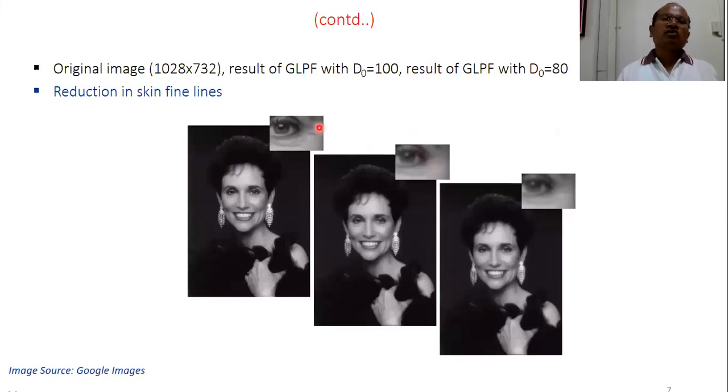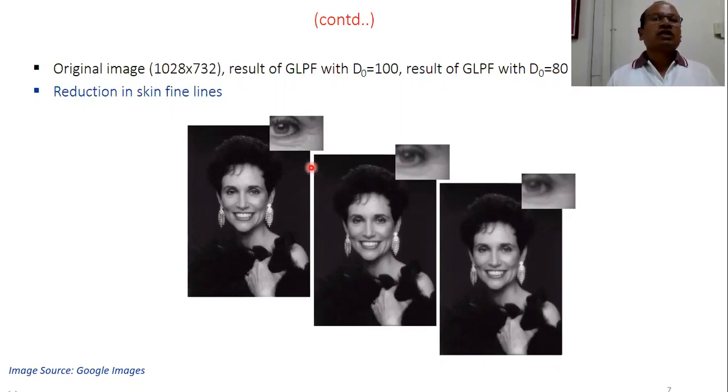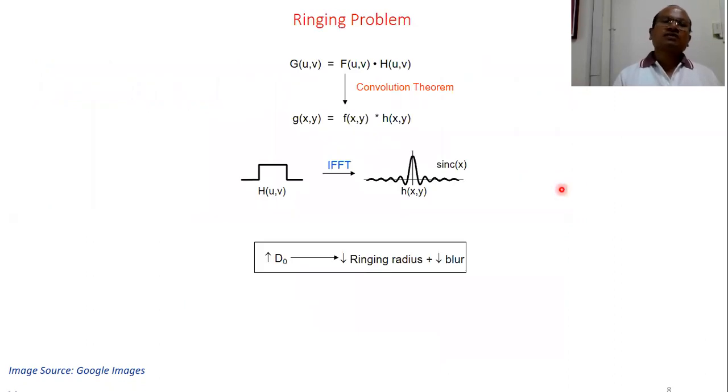When we choose a certain area and consider different values of cutoff distance, you are getting a different output. The reduction in skin fine lines can be seen here, because more smoothing is taking place. That's the effect in Gaussian low pass.